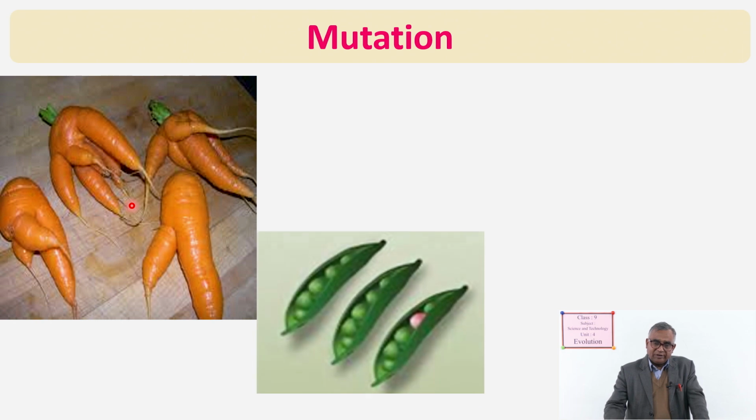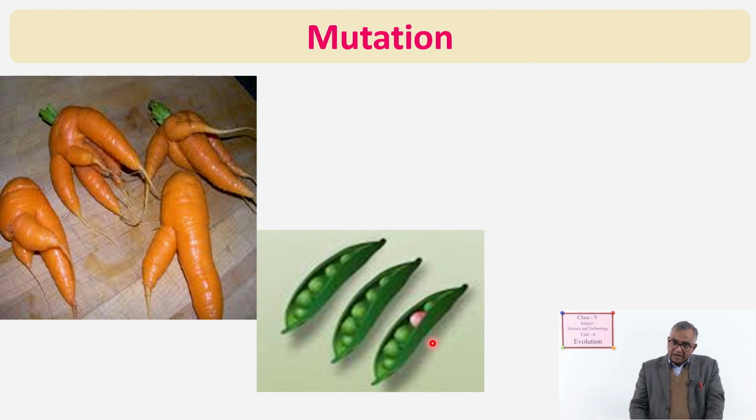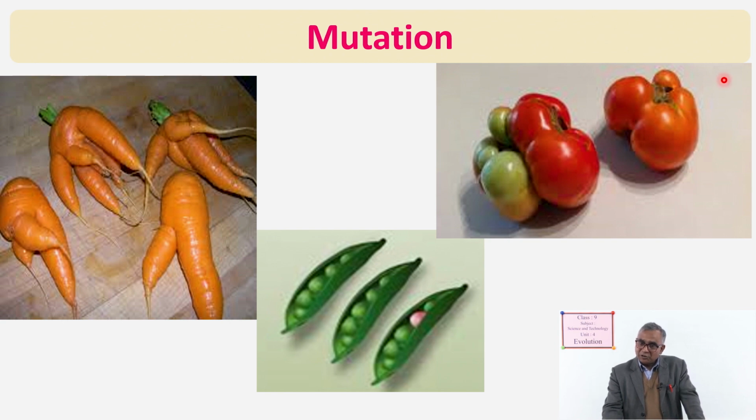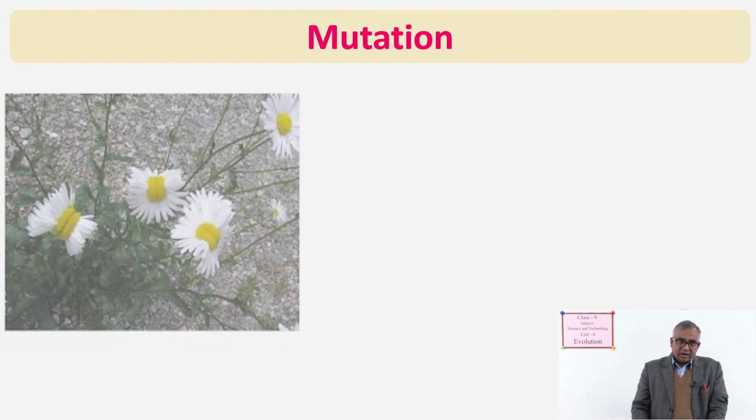Another example, look here. Usually peas are green. That means peas are green inside the pod. But here one is of a different color. That is due to what? Mutation. And another common example I will show you. I think you have seen such tomatoes nowadays. Also, it is very common in the market. So here, look here, a number of tomatoes are joined. Yes. So it is also what? Example of mutation.